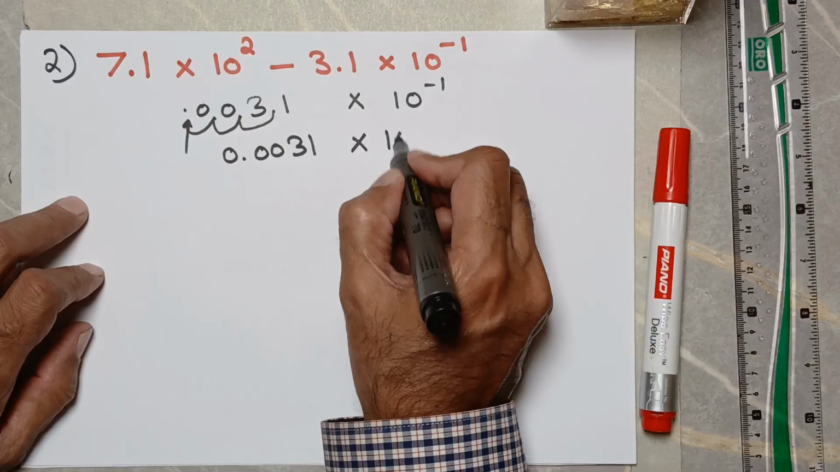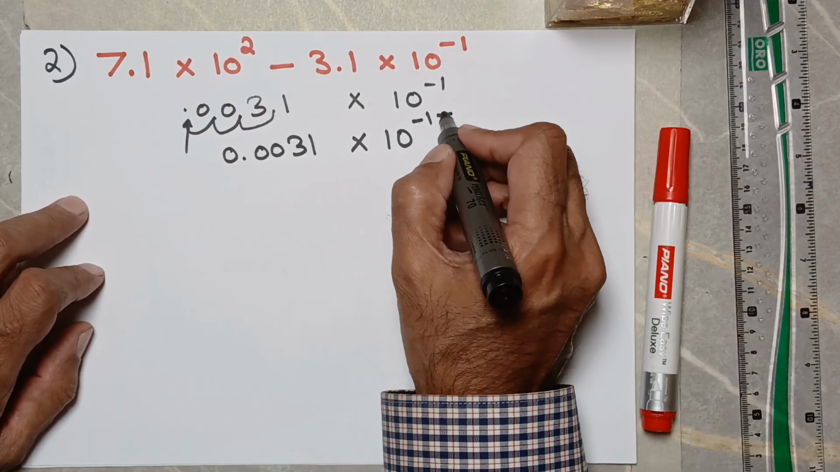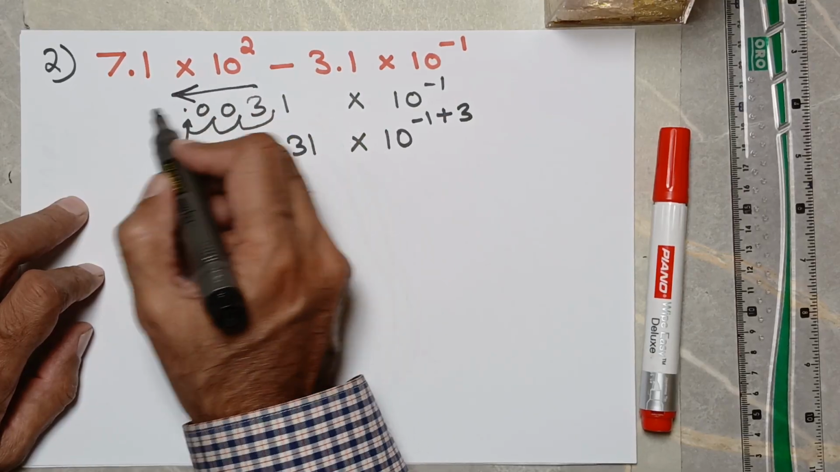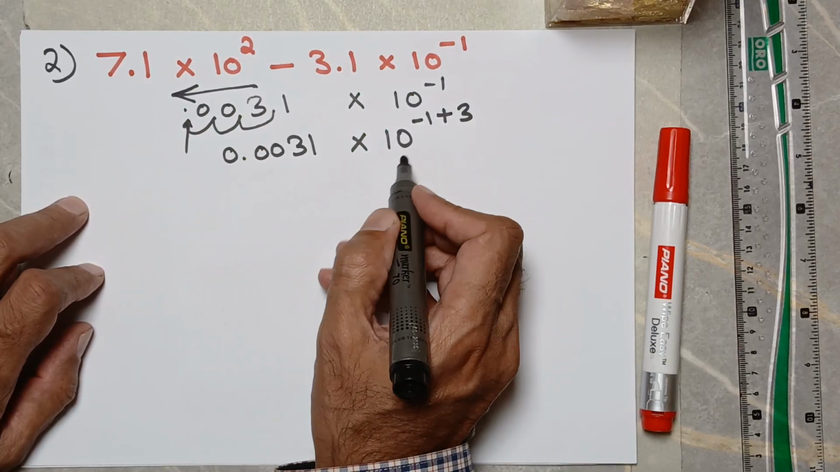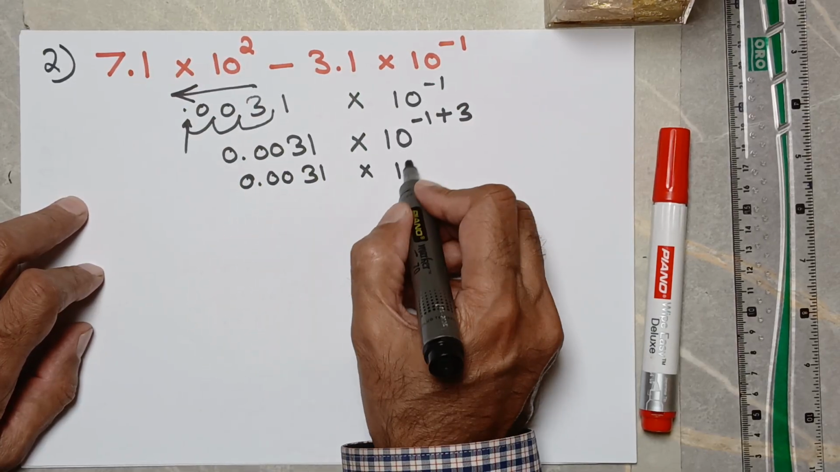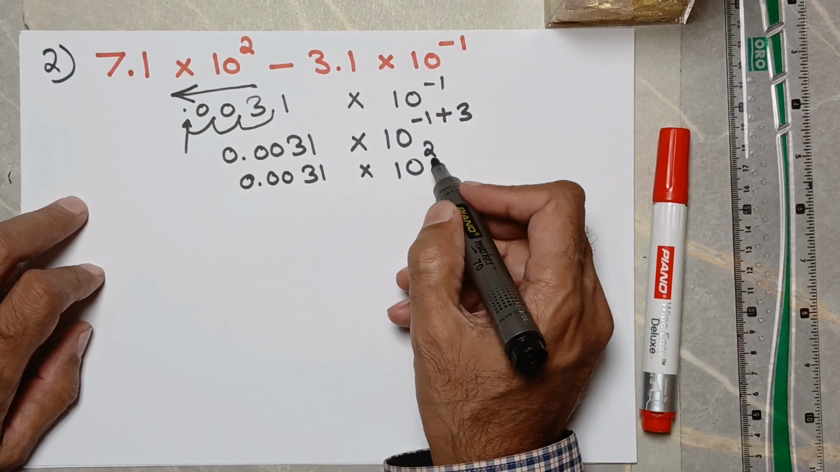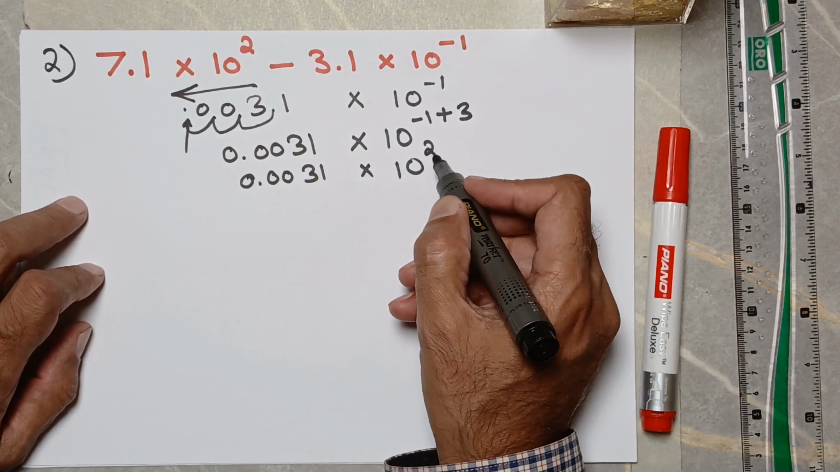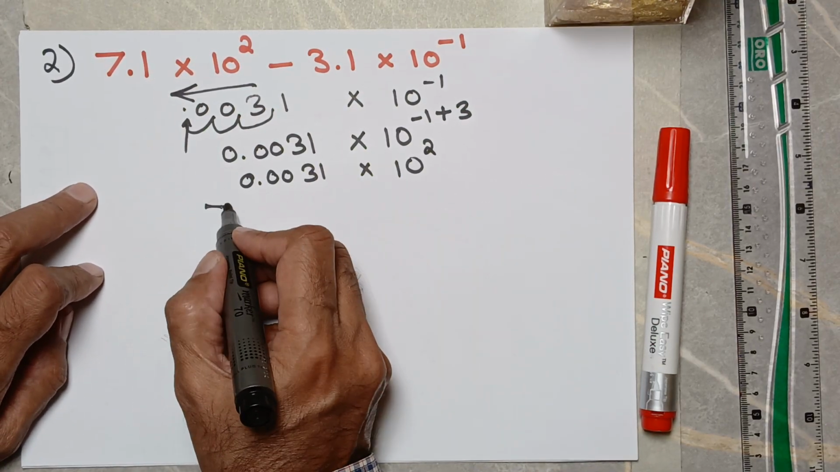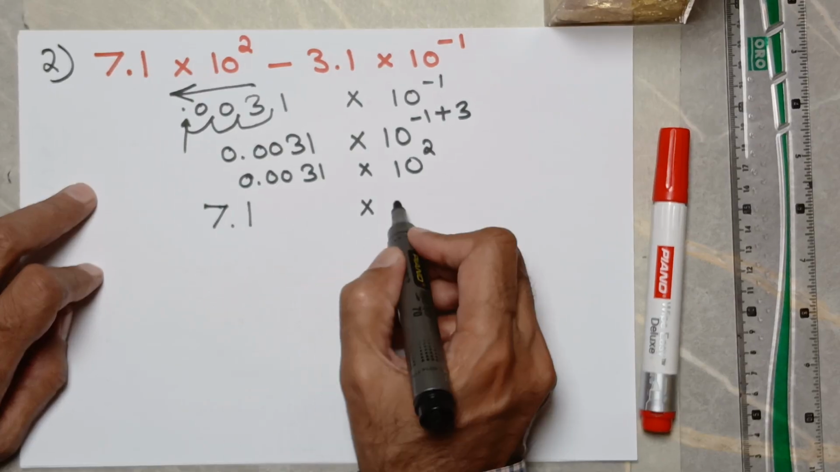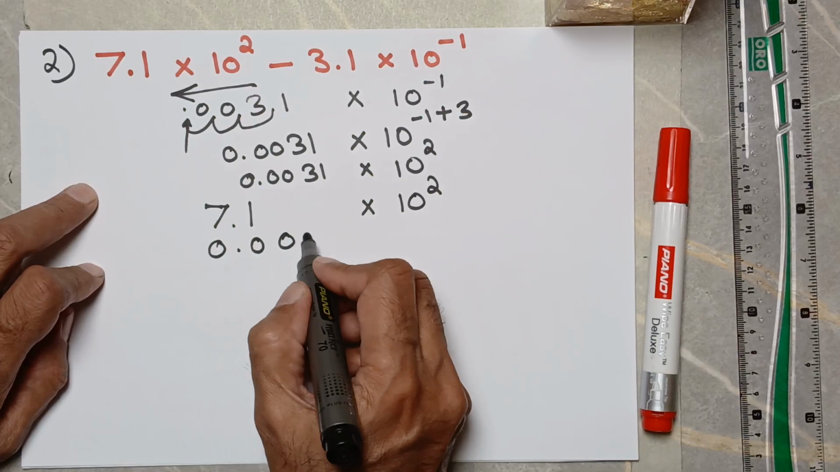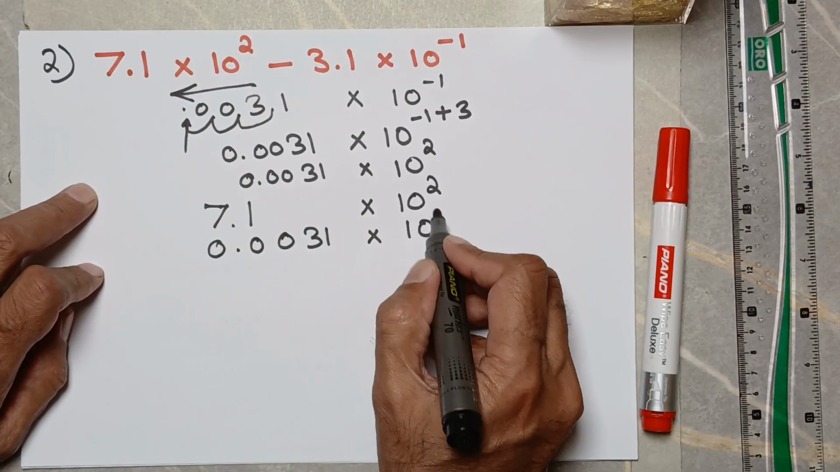0.0031 times 10 raised to the power minus 1 plus 3 over here, because we have shifted this decimal 3 places towards the left, and here it is 3. So now it will be finally 0.0031 times 10 raised to the power 2 over here. Now both the terms regarding the exponent powers are equal, so we will do the simple subtraction. 7.1 times 10 raised to the power 2, and here we have 0.0031 times 10 raised to the power 2.